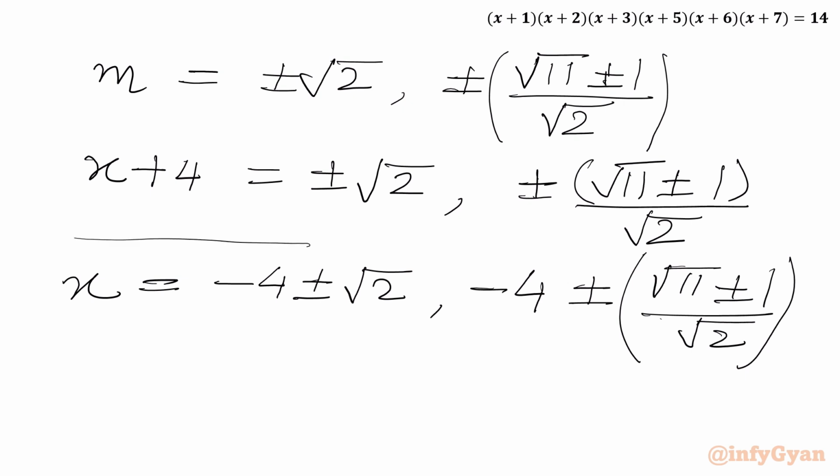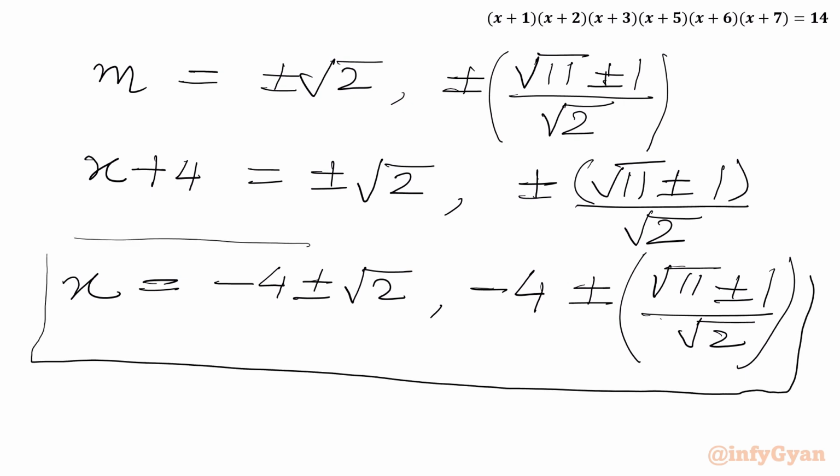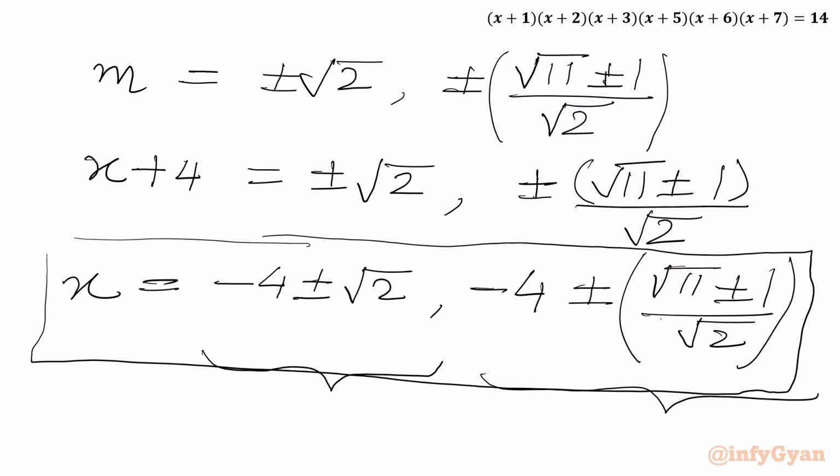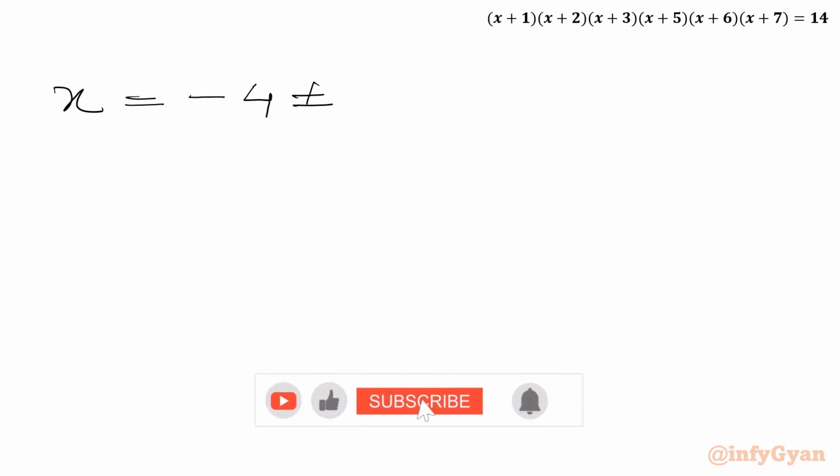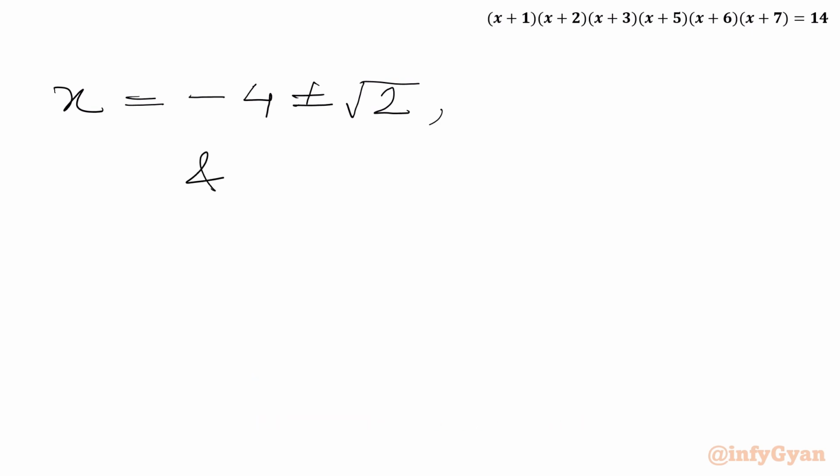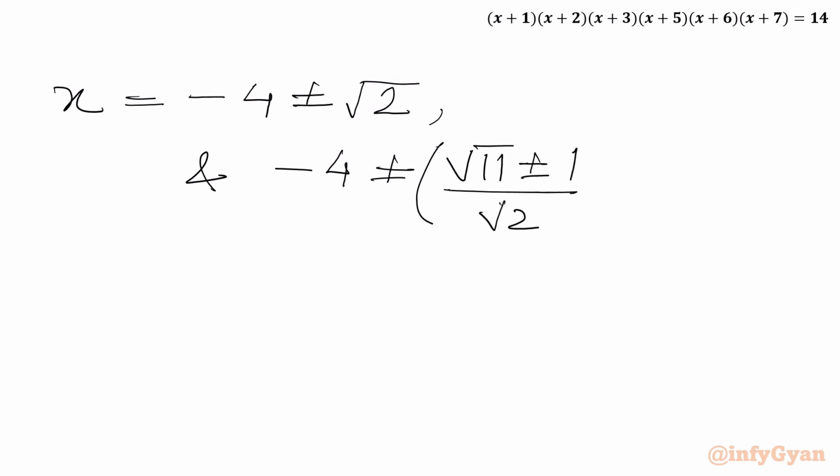So here we are having 6 solutions. 4 solutions from here and 2 solutions are here. Let me write our final answer. x equal to negative 4 plus minus root 2, 2 solutions, and the remaining 4 solutions will be minus 4 plus minus square root 11 plus minus 1 over square root 2.